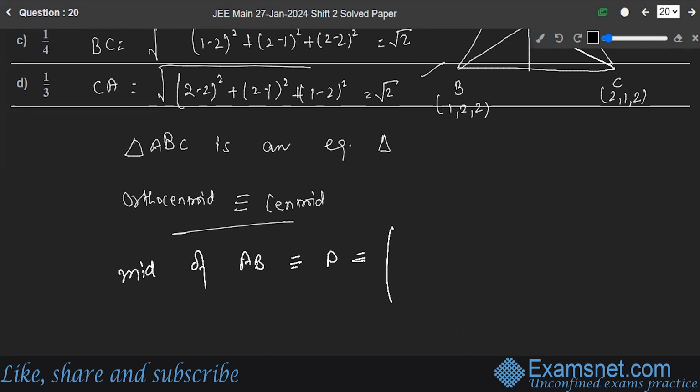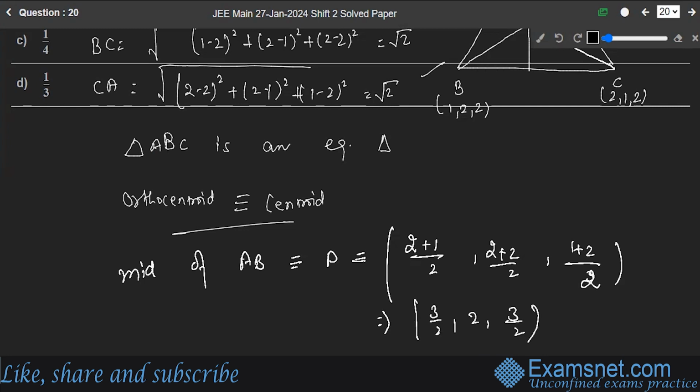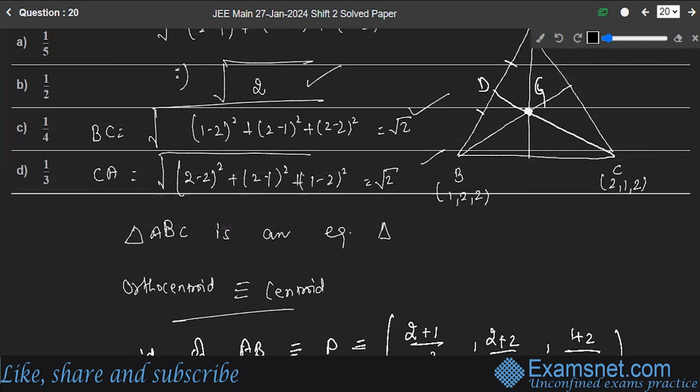Let's find out D. That will be 2 plus 1 upon 2, then 2 plus 2 upon 2, then 1 plus 2 upon 2. This will be 3 by 2, 2, 3 by 2. This will be D. So we got these coordinates and let's write it. What was it? It was 3 by 2, 2, 3 by 2.